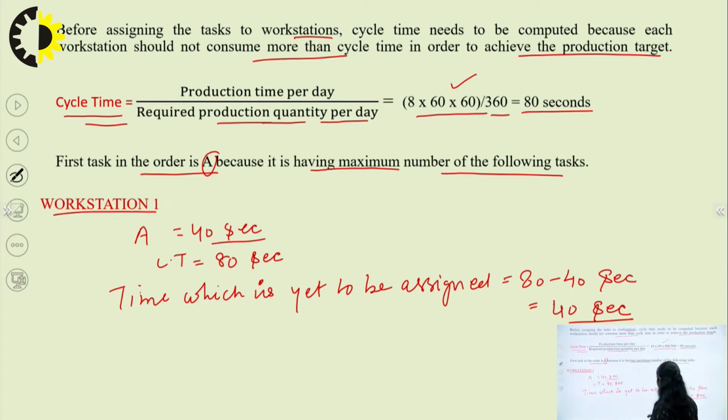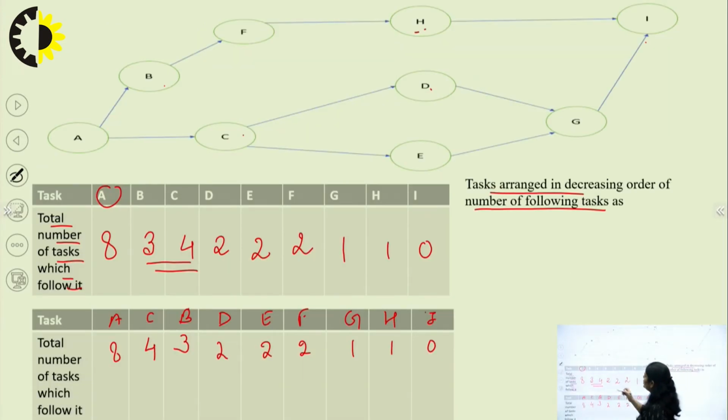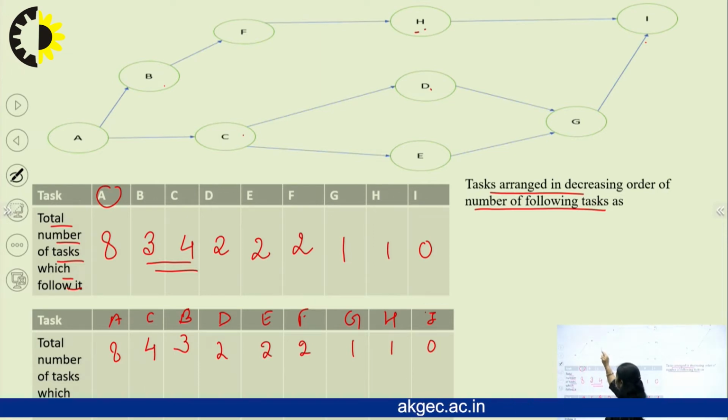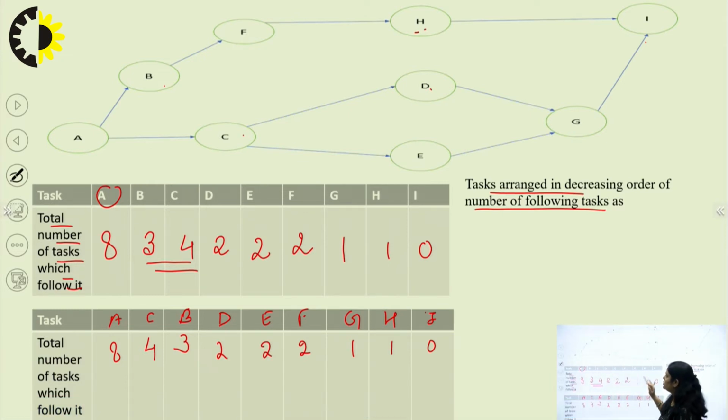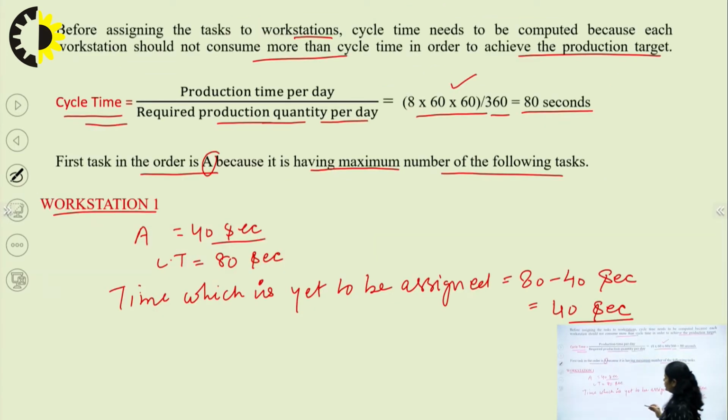So we have 40 seconds of time available with us. The set of tasks which may be assigned at this stage without considering feasibility, we will take from the precedence diagram. So we can see here that the tasks are B and C. These tasks can be assigned to workstation 1, and we are not checking the feasibility here. We are just listing the set of tasks which can be assigned: B and C.